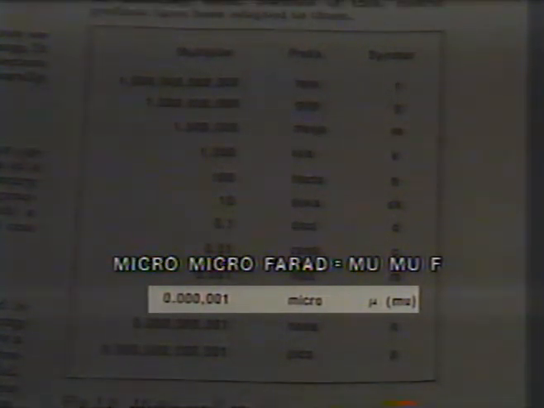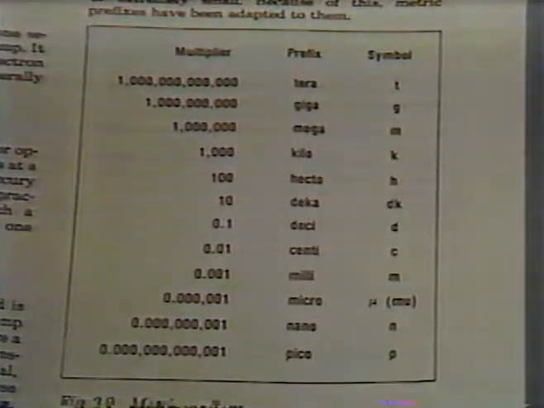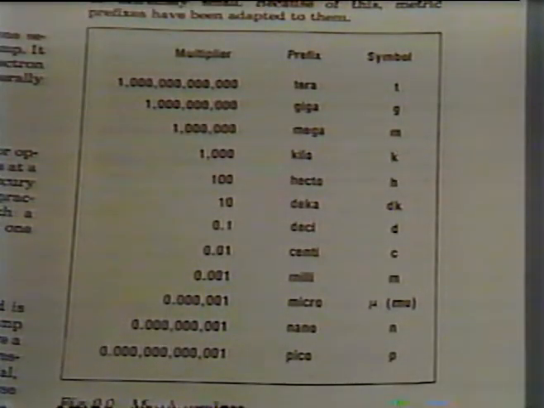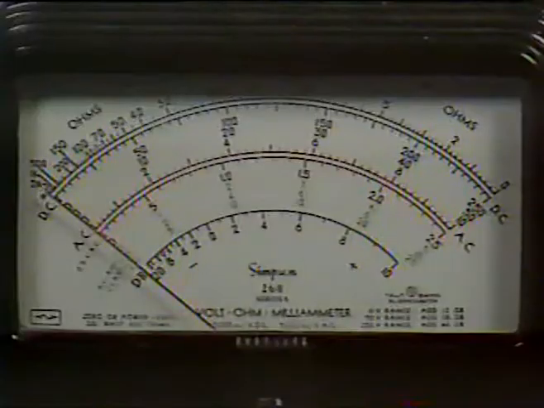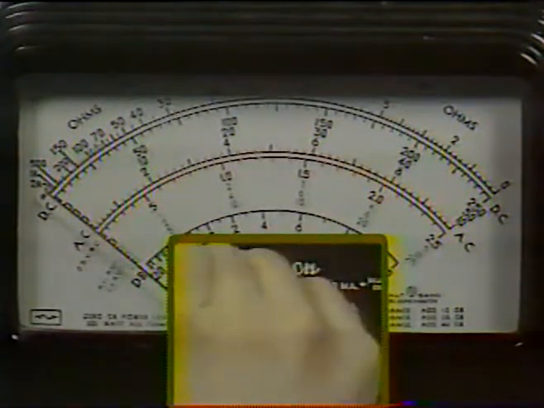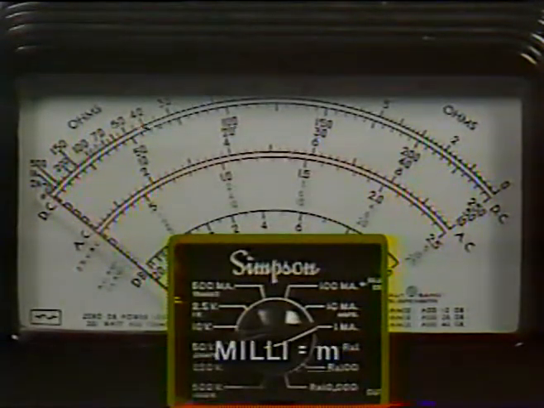Some capacitors are rated in microfarads, and you'll sometimes see the microfarad represented by the symbol μF. Some measurements of electrical current are so small they are given in milliamps, thousandths of an ampere. The symbol for milli is the small letter m.